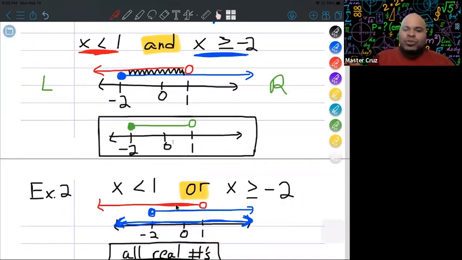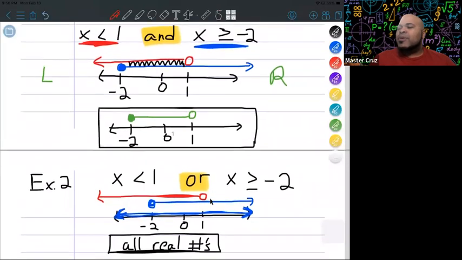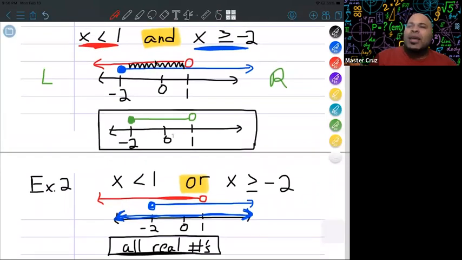So I'm not going to draw two lines. I never want two lines on the same graph. I'm just going to draw one that covers everything, because every single number is less than 1 or greater than -2. If it's an or, then this is all real numbers. So all real numbers satisfy this or, and that's it. That's example 2. It's the same problem, but hopefully you can see the difference between and and or.